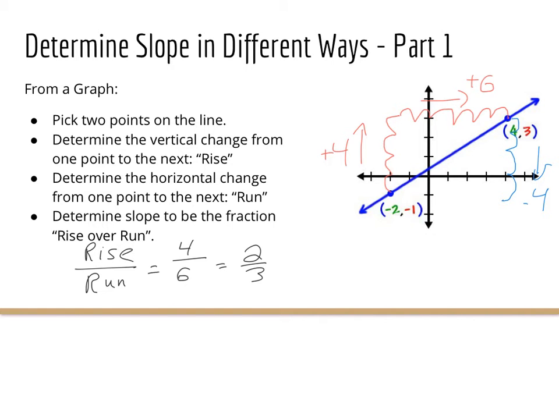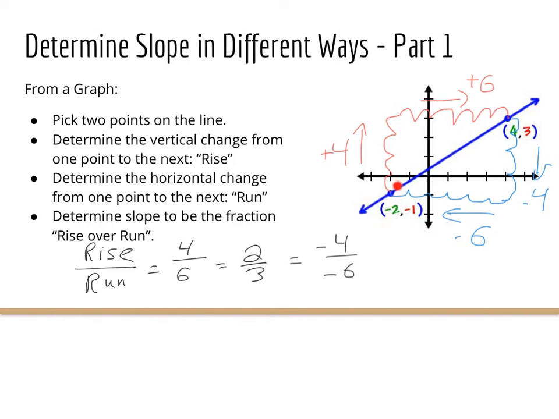Now from that new point, I'm going to go to the left. 1, 2, 3, 4, 5, 6. I'm going to the left 6, and the left is, once again, a negative direction. Well, if I use those two negative values, negative 4 over negative 6, the negatives cancel out, and then 4 over 6 reduces to 2/3. So either way, I end up with the same slope.